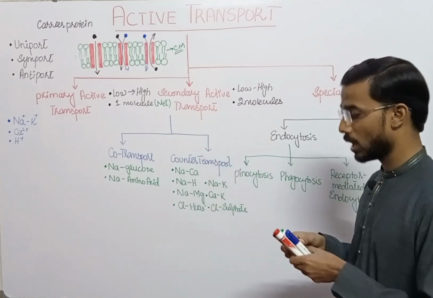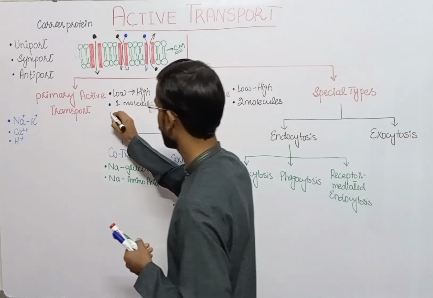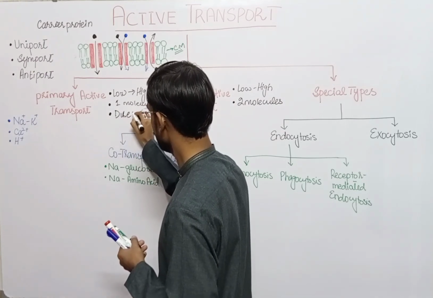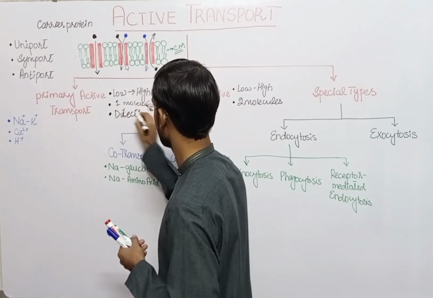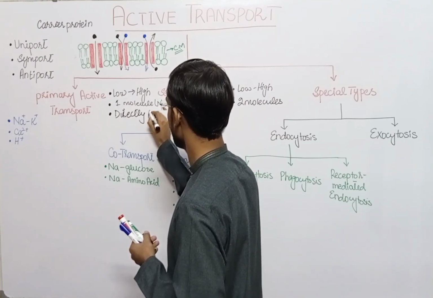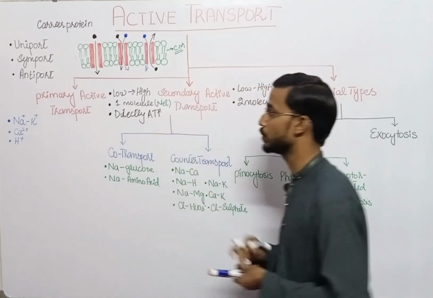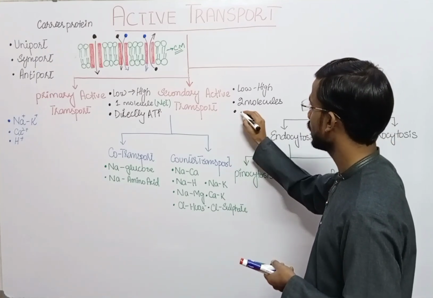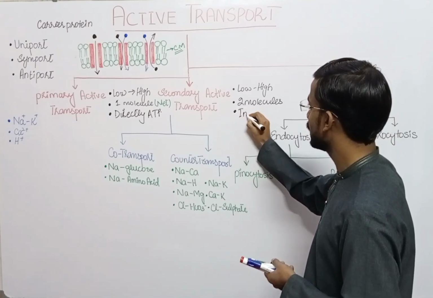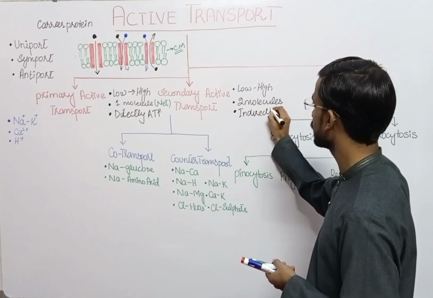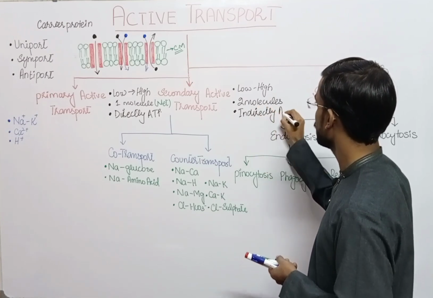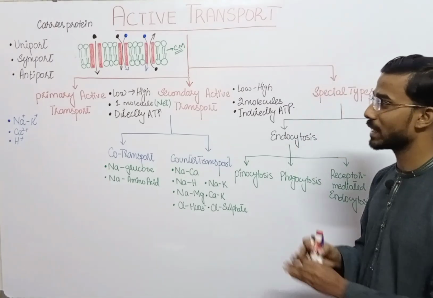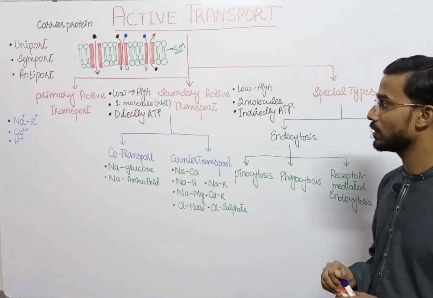In primary active transport, ATP is directly used. But in secondary active transport, ATP is used indirectly. So these are basically the differences between primary active transport and secondary active transport.